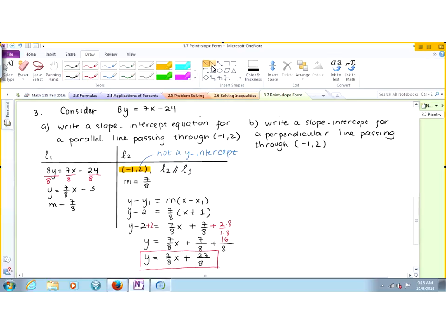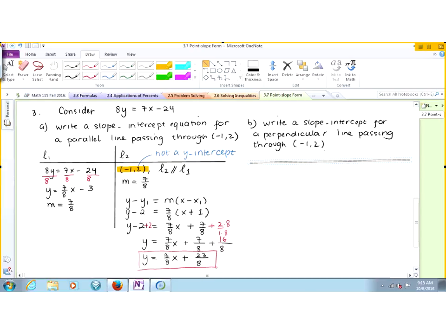Now, next one. We're talking about perpendicular. So what am I going to do? Well, this time we already know the slope, don't we? All right. So L1 and L2. Well, do we know the slope of L1? We don't have to copy it again. So the slope is 7 over 8. Okay. What do we know about L2? So it passes through -1, 2, and L2 is perpendicular to L1. All right. What next?